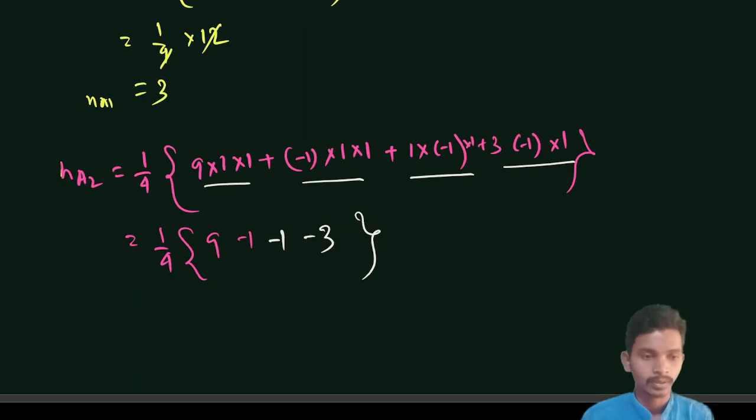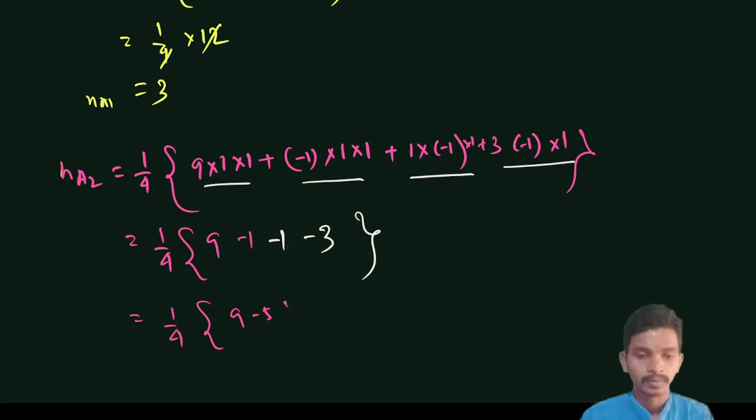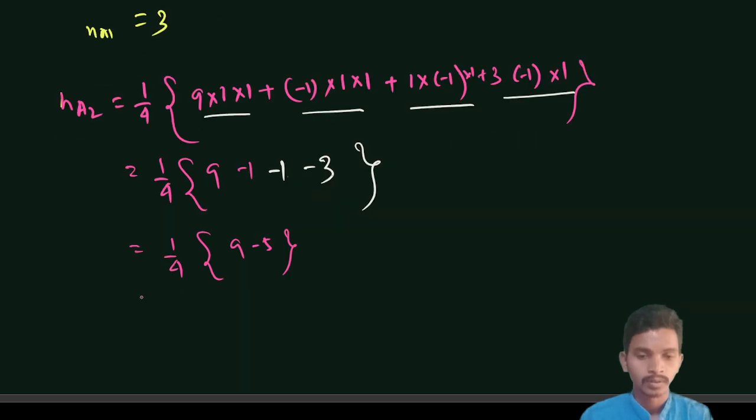If you add all this, then what will we get? 1 upon 4, this is 9, 3 minus 4 minus 5, then you will get 1 upon 4, and this is again 4. And 4 is 1, so nA2 we get 1.